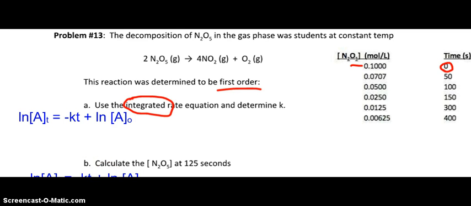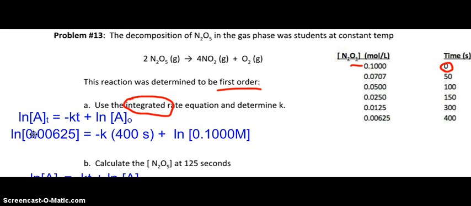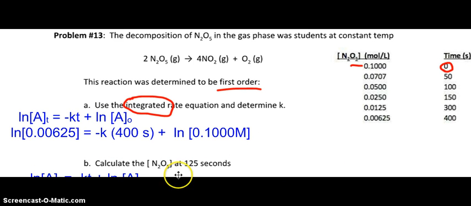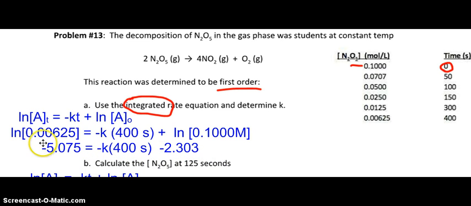Okay, let's see what you did. I picked the last one for the heck of it. Why not? All right, so I'm using these numbers. Notice that here is my concentration and here's my time. Then what did I do? Well, I went ahead and solved for the values. And so the natural log of 0.00625 is this. Here, we all should have this value. And so then I added 2.303 to both sides. And then I solve for k.